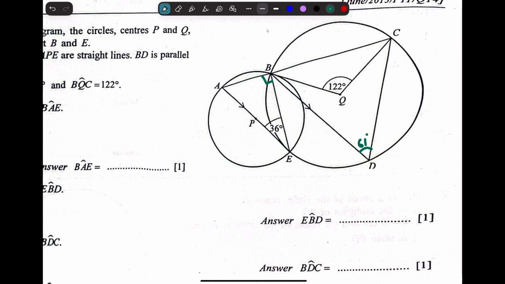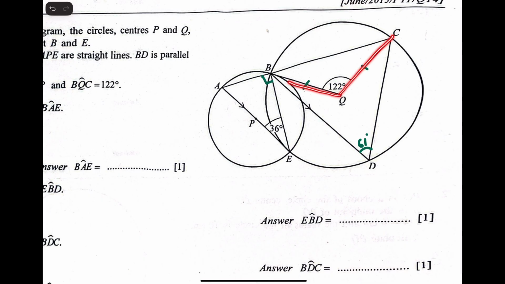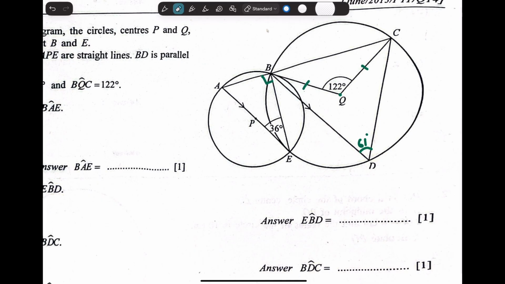Also since Q is the center, let's mark the radius. QC is the radius, QB is the radius, which means it is an isosceles triangle. So this and this angle would be equal as well. The angles are going to be 180 minus 122, which is 58, divided by 2 would give you 29 and 29.